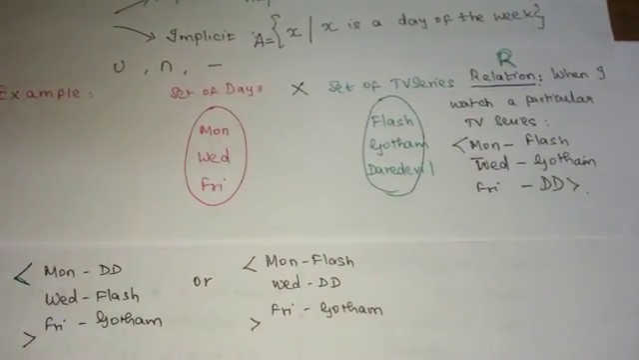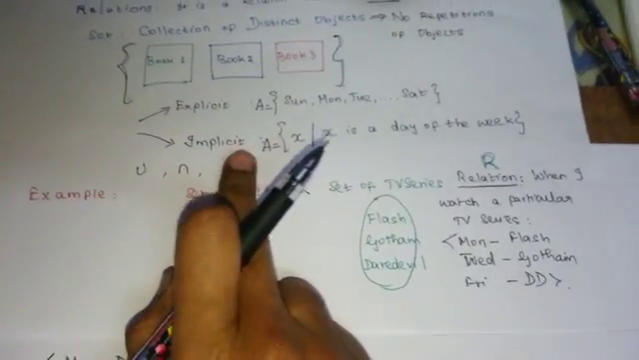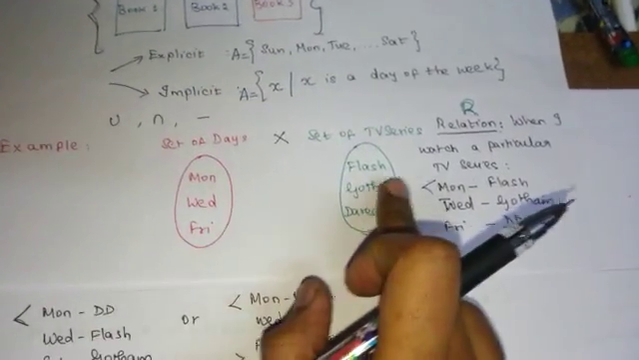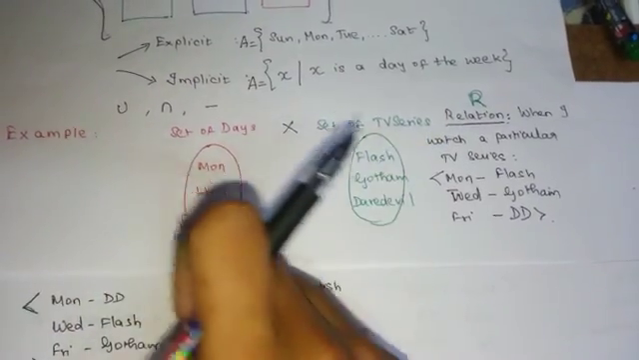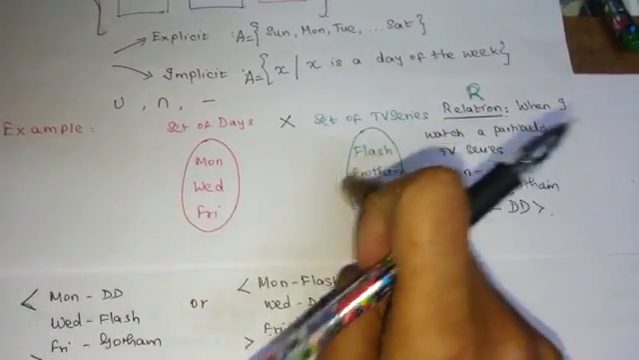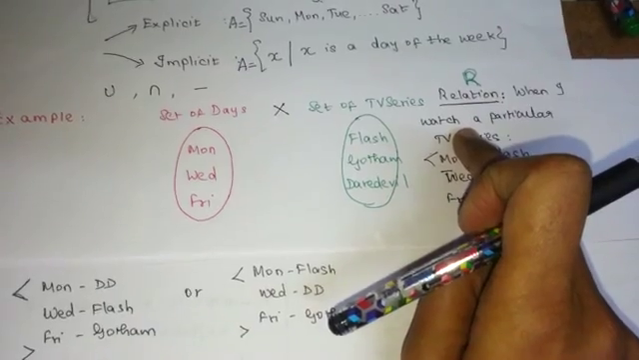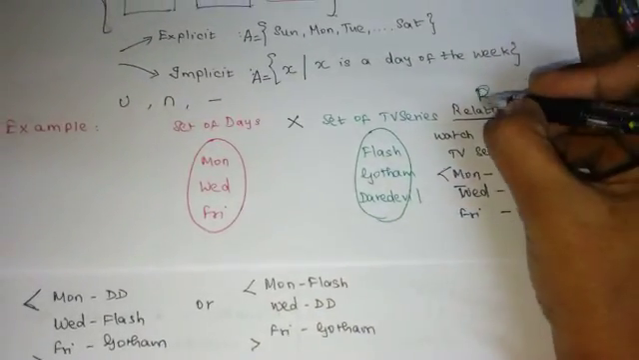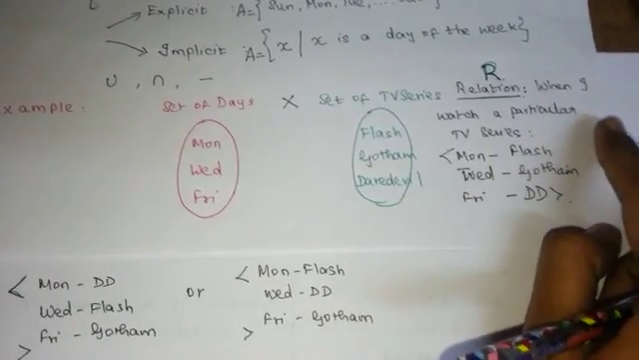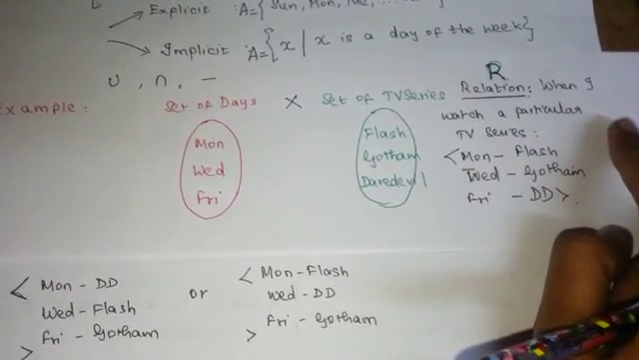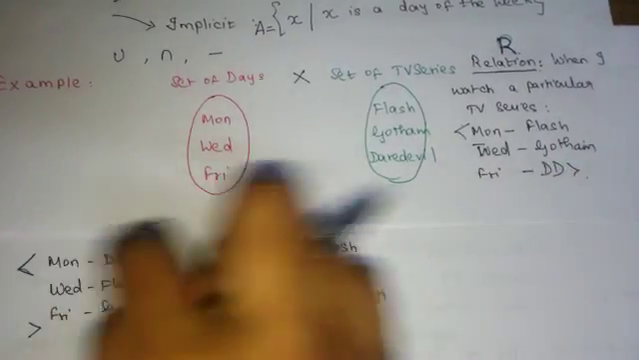Okay, so welcome to the second part. Now, in the first part, we defined the basics of sets and what a relation is, and we took an example where we took a set of days, Monday, Wednesday, Friday, and a set of TV series. The relation that we tried to define, let's name this relation as R, is which particular day I'll watch a particular TV series, and we listed out certain possibilities.